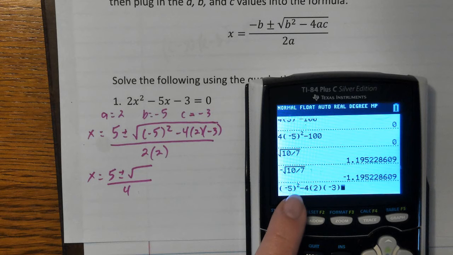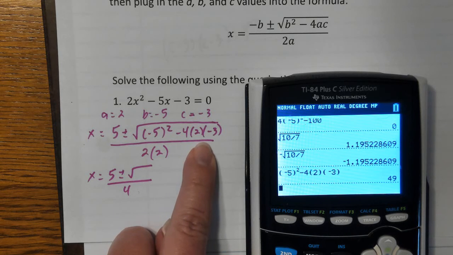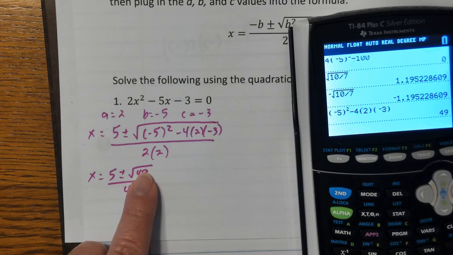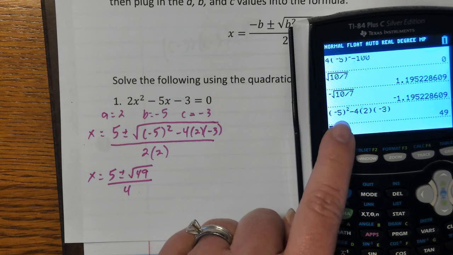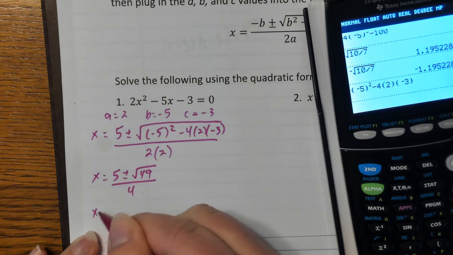I did not type the square root. Did you notice that? I just typed negative 5 squared minus 4 times 2 times negative 3. And I got 49. Okay, 49 is the number under the radical. I did not type the square root symbol. Okay, now I can keep working this out.